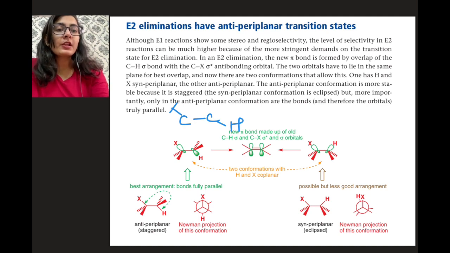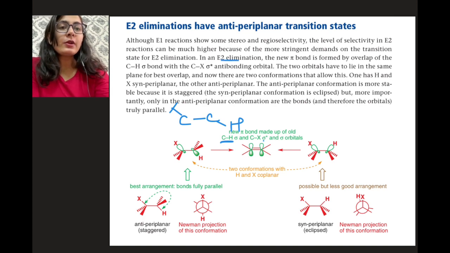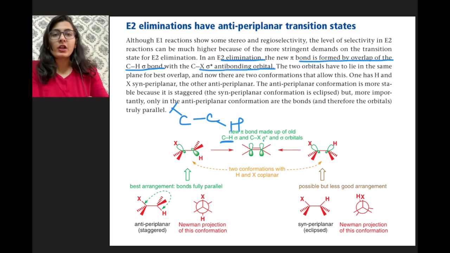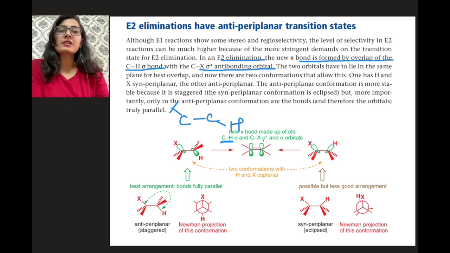The new pi bond is made up of the old carbon hydrogen sigma orbital and the CX sigma star orbital. So what is happening? In an E2 elimination reaction, the new pi bond is formed by the overlap of the CH sigma bond with the CX sigma star anti-bonding orbital. A sigma orbital and a sigma star anti-bonding orbital. So from the sigma and sigma star, how are we making the pi bond? Let's see.